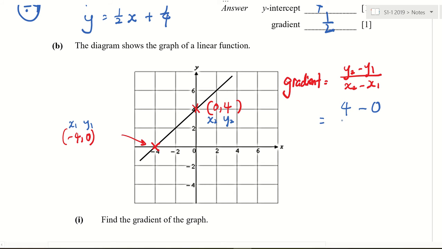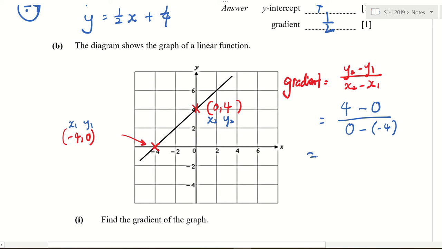What about x2 and x1? Ahmad, call someone else. I thought you called already. Call someone else. Rita. Did you call Rita? Yes. Oh, Rita, what is the value of x2 and x1? x2 is 0, x1 is minus 4.